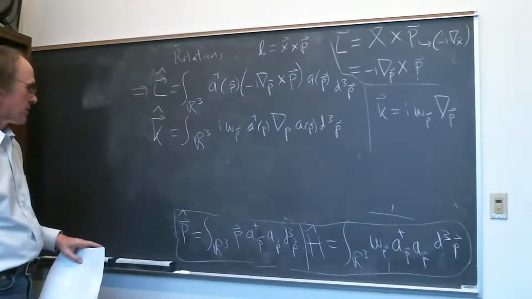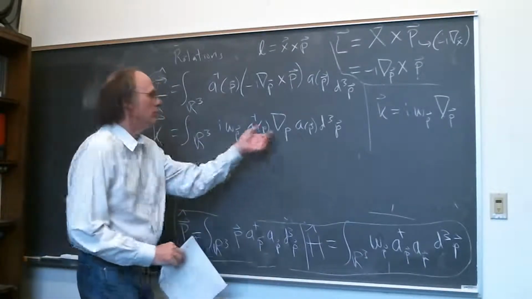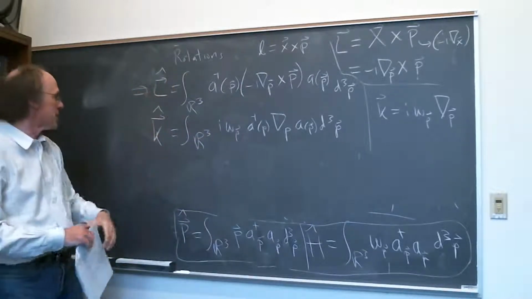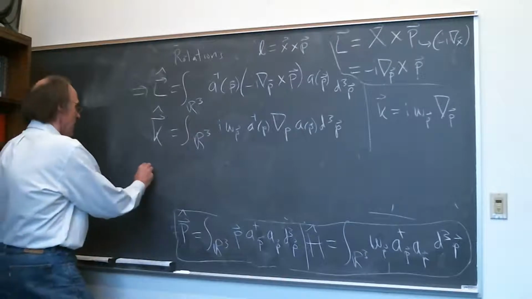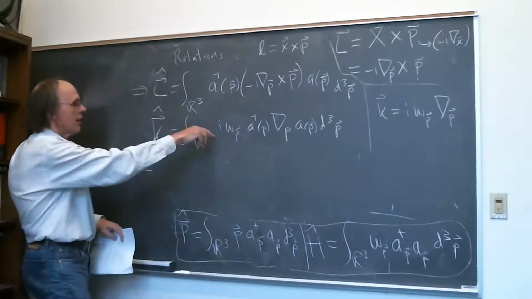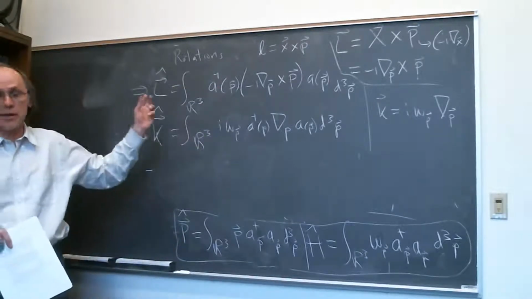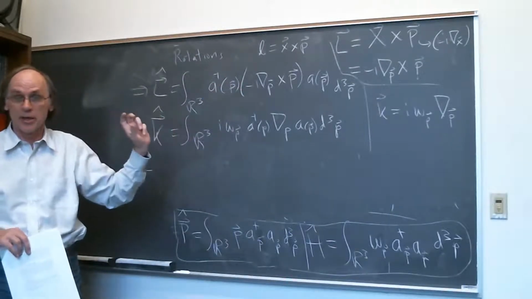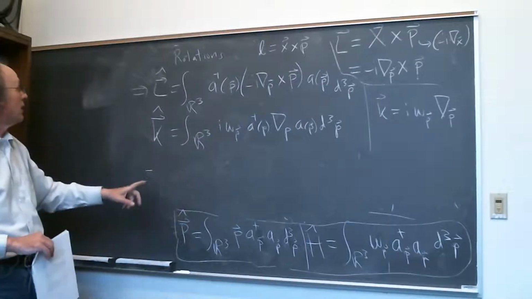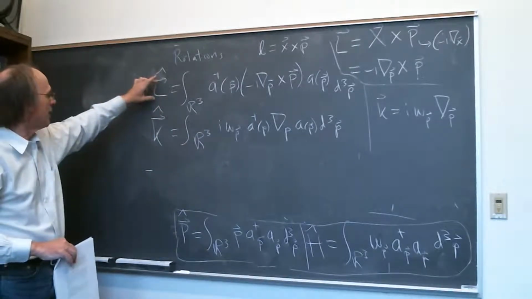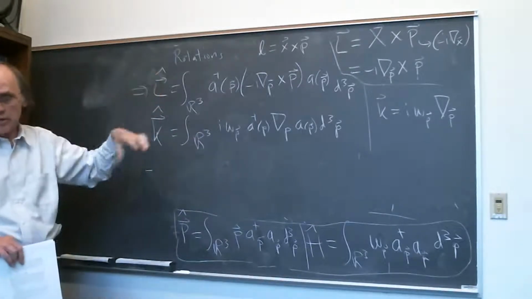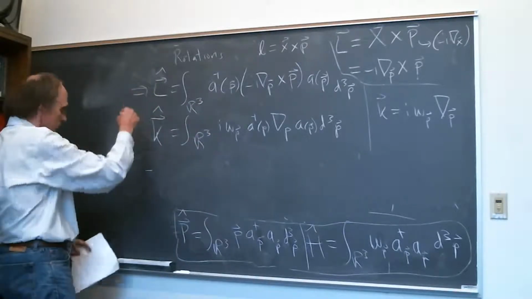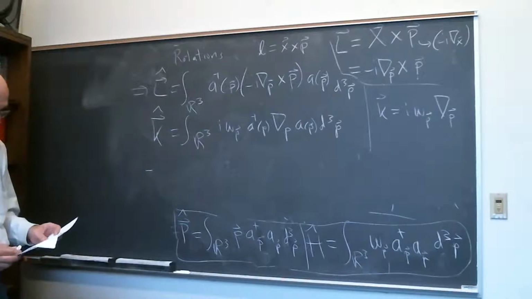Okay, so now what you can show is that minus i. These have all been written so that they are all self-adjoint operators. You can check that they're all self-adjoint. But if you want them to be the skew-adjoint operators that generate the Lie algebra action of the Poincare group, you just put in a minus i.